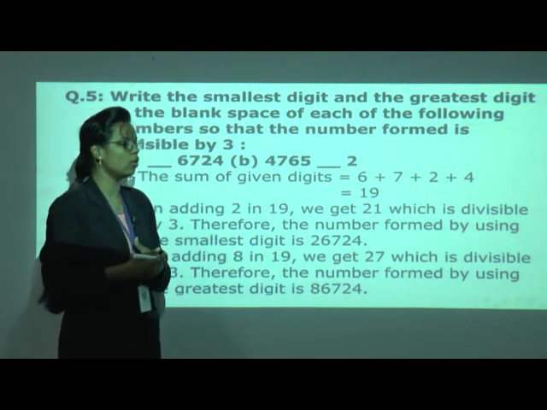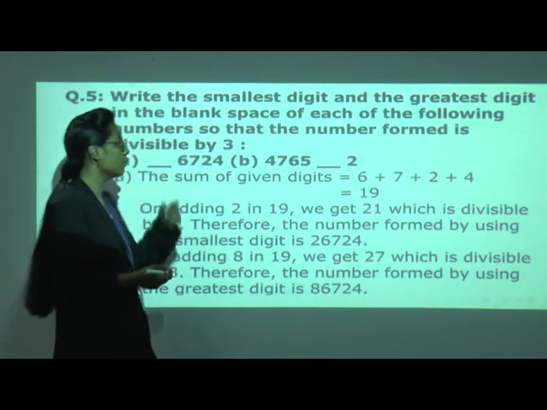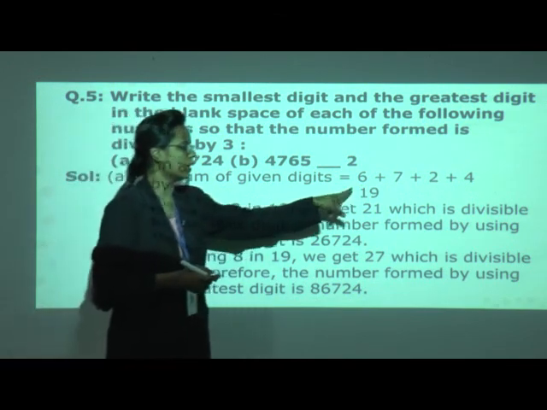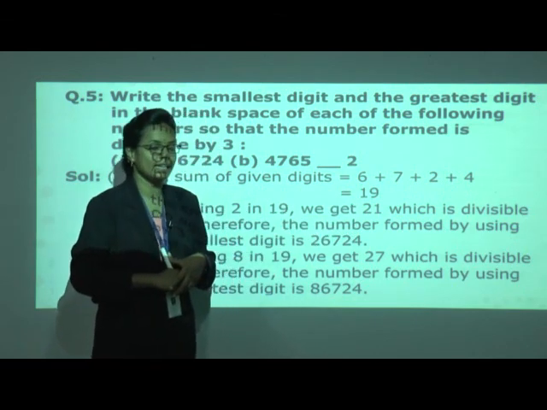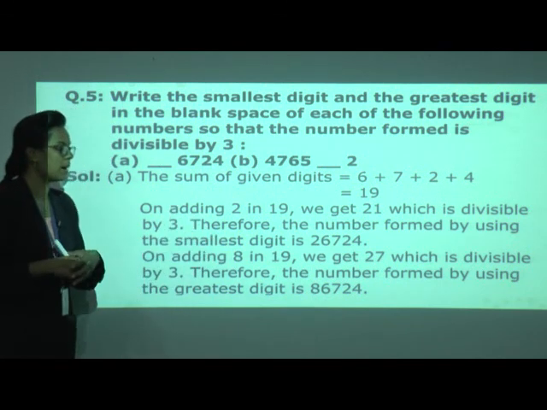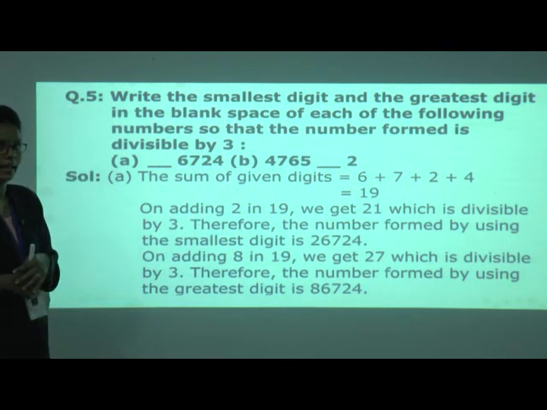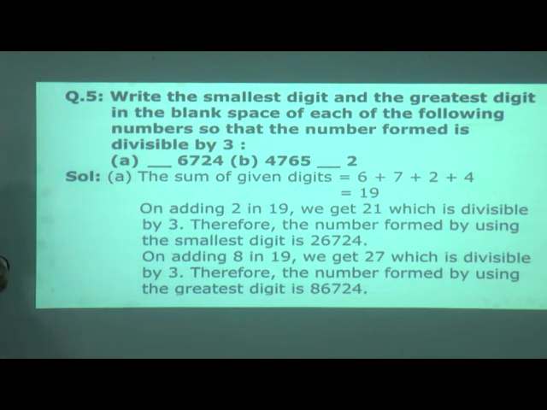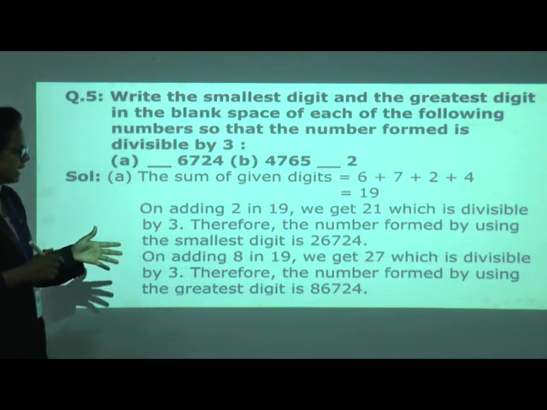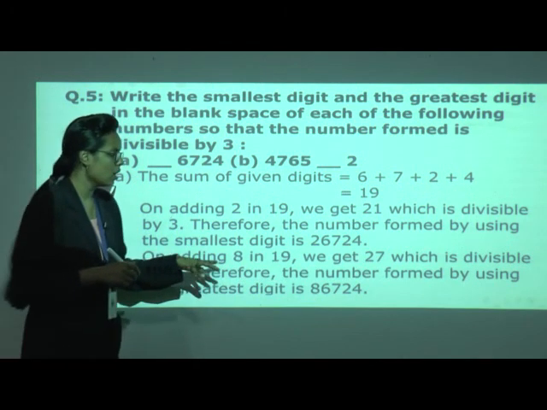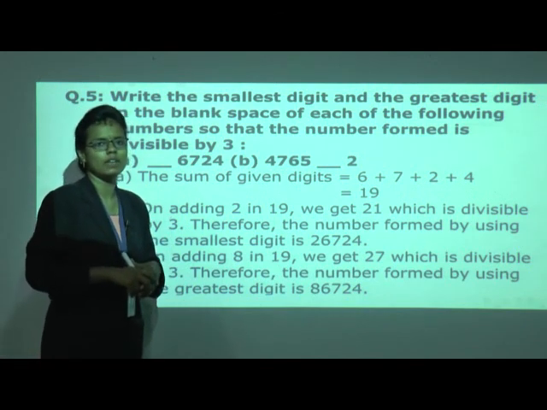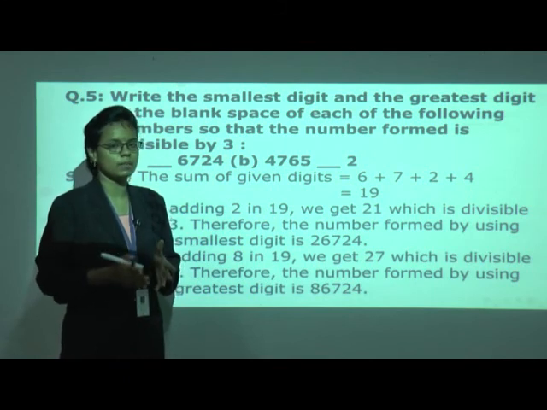Now we are going to find out the greatest digit which can be kept in this blank space. As we have found, the sum is 19. So what is the greatest digit so that the sum is divisible by 3? Tell me which can be the greatest digit. First of all, the greatest one-digit number is 9. If we add 19 plus 9, we get 28. So it's not divisible by 3.